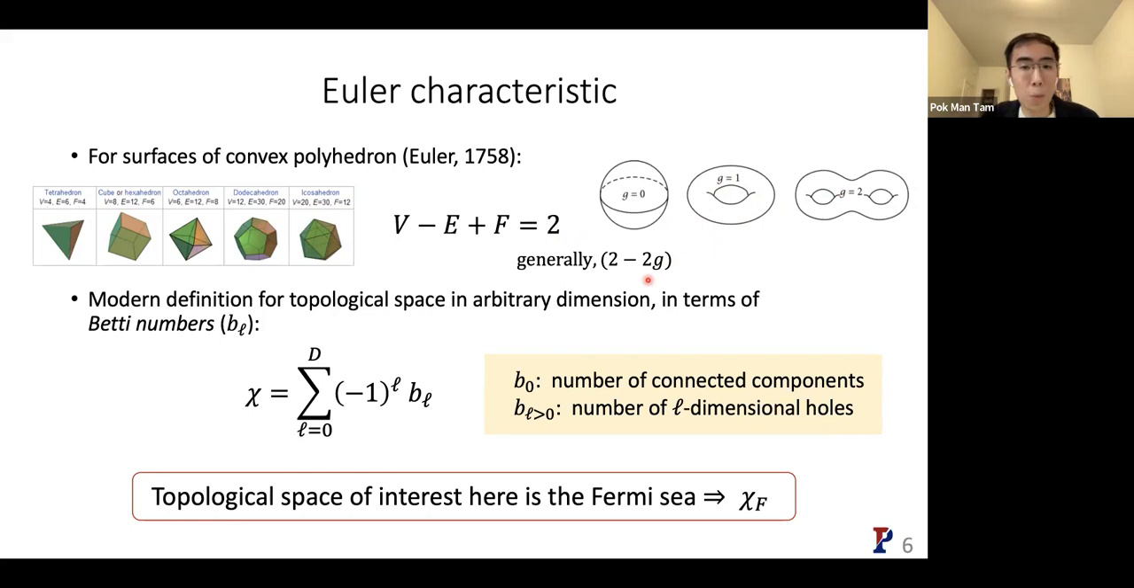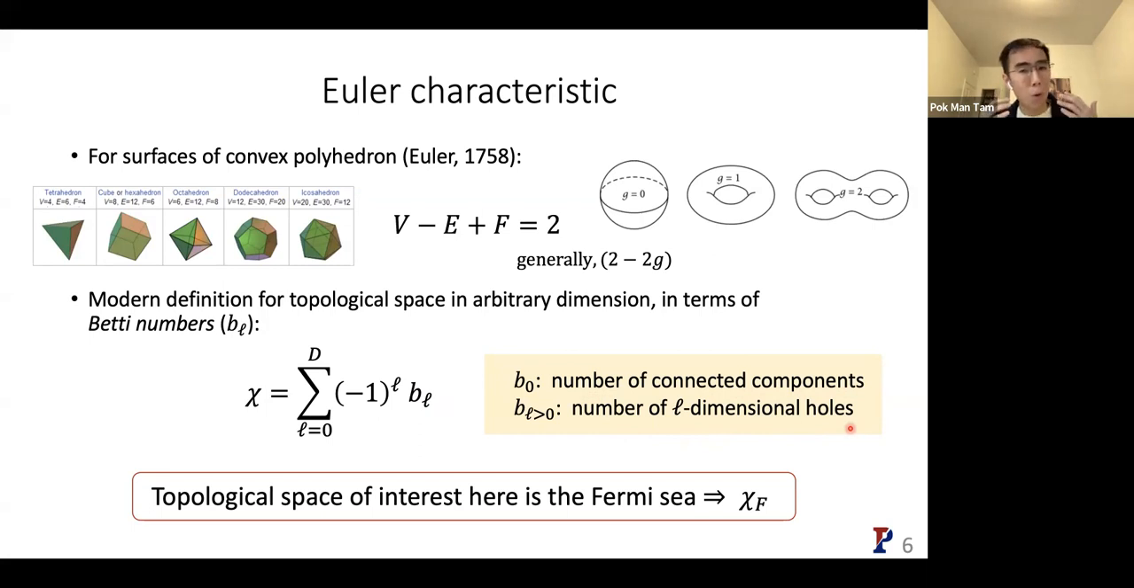And in modern days, one can associate an Euler characteristic not just to a graph, not just to something with a triangulation, but to any topological space in arbitrary dimensions in terms of this alternating sum of Betti numbers. Here B_L denotes the Lth Betti number. The 0th Betti number counts the number of connected components in this topological space, and the Lth Betti number counts the classes of L-dimensional holes in this topological space. I'm going to give some examples on the next page.